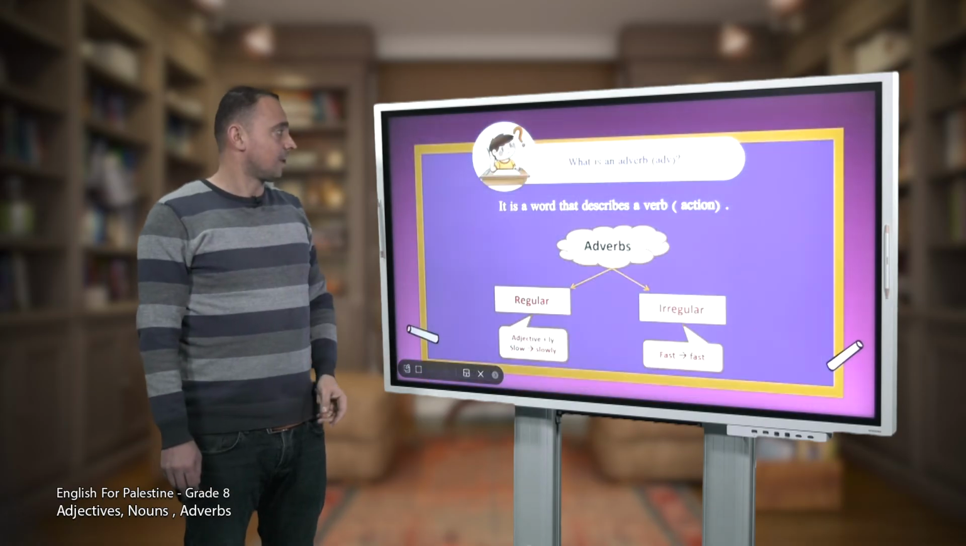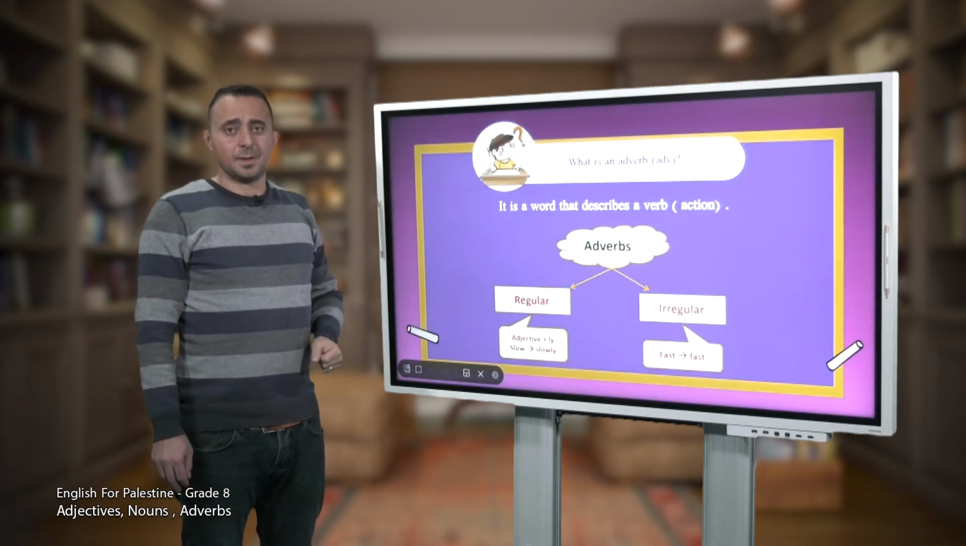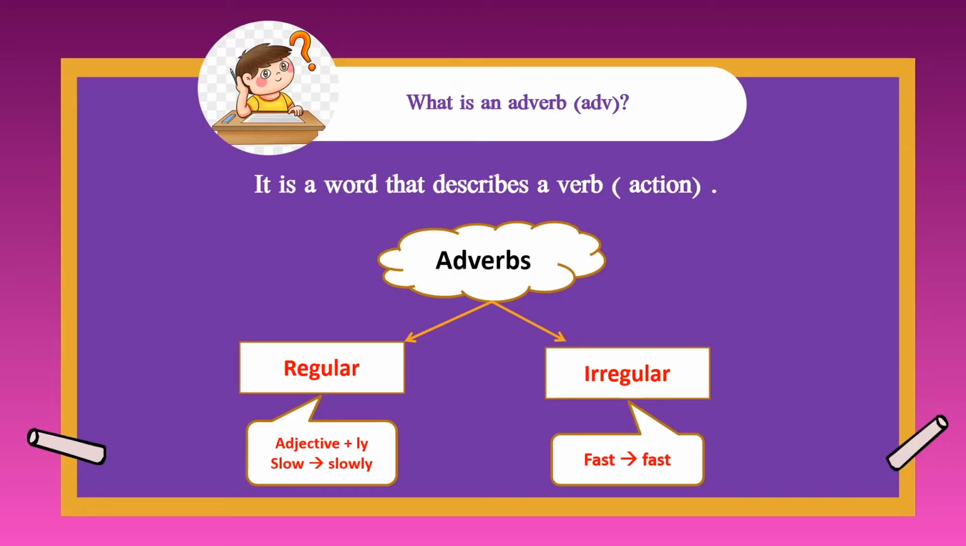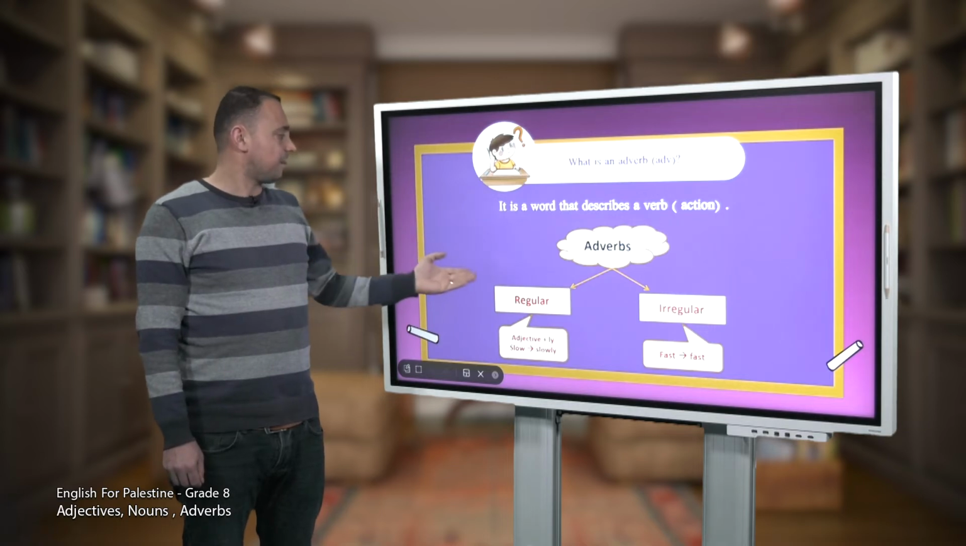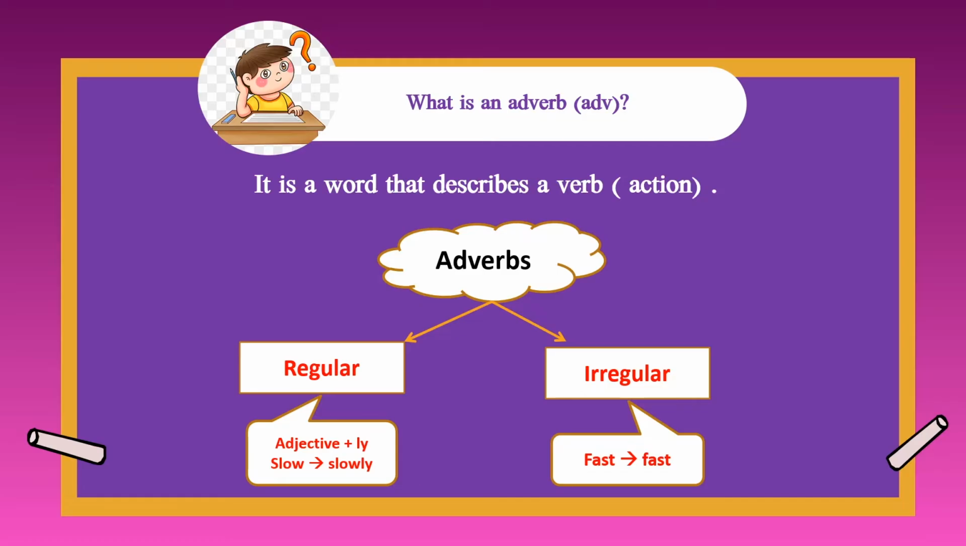Let's continue. Now, what's an adverb? Again, what's an adverb? It's a word that describes a verb or action. Adverbs can be regular and irregular. In the regular form of adverbs, we change the adjective into an adverb by adding ly at the end of the word. But in the irregular form, fast remains the same, fast.